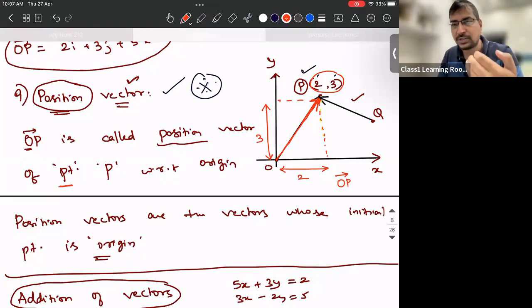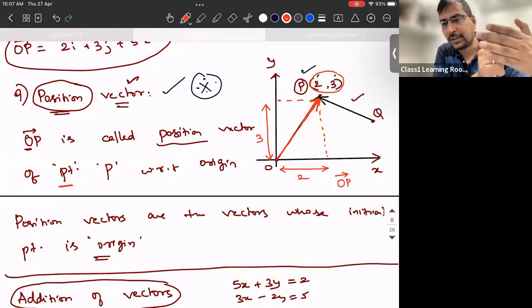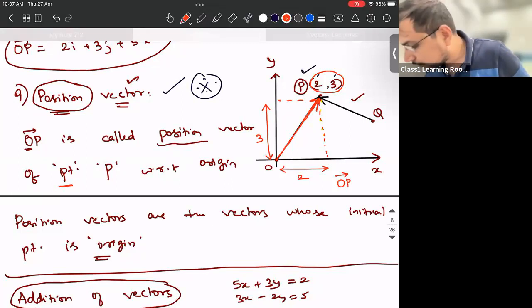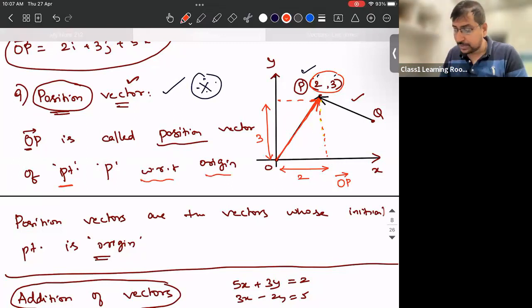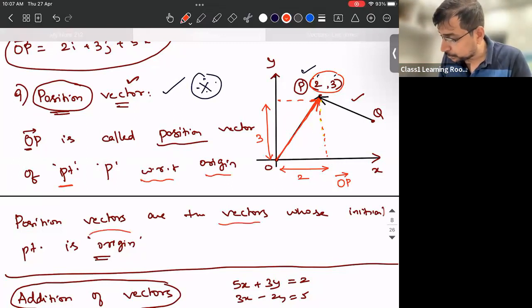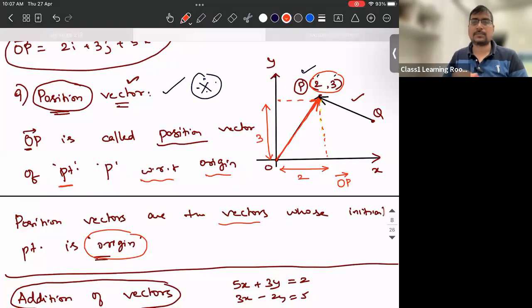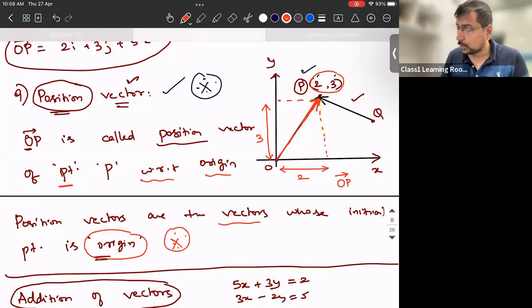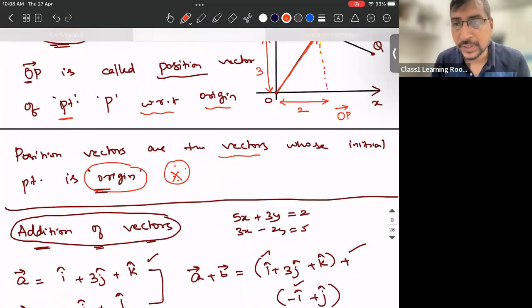Whenever you say position vector, this is the language you use: position vector of a point with respect to origin. So position vectors are those vectors whose initial point is origin. Am I clear with this? So as of now, have this in your mind. Now I'm going to get into the mathematical operations of these vectors. Shall I proceed?